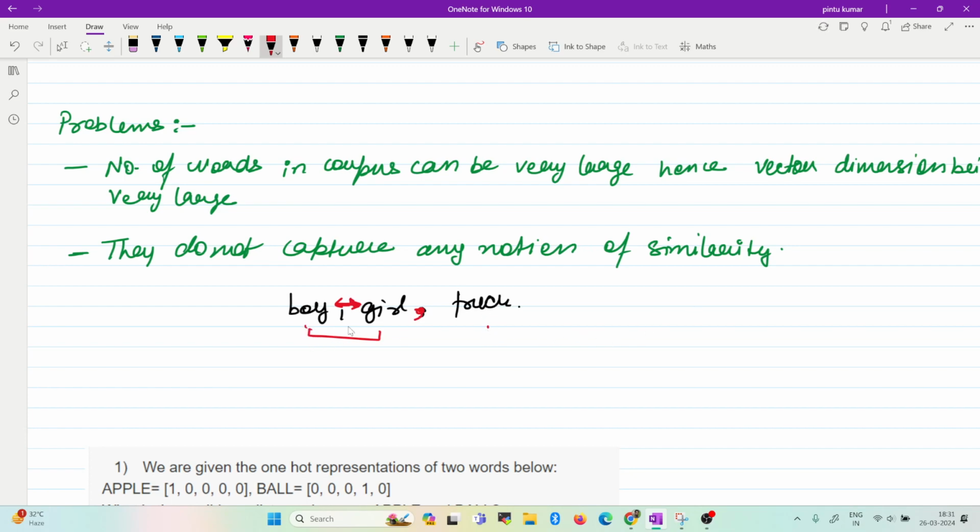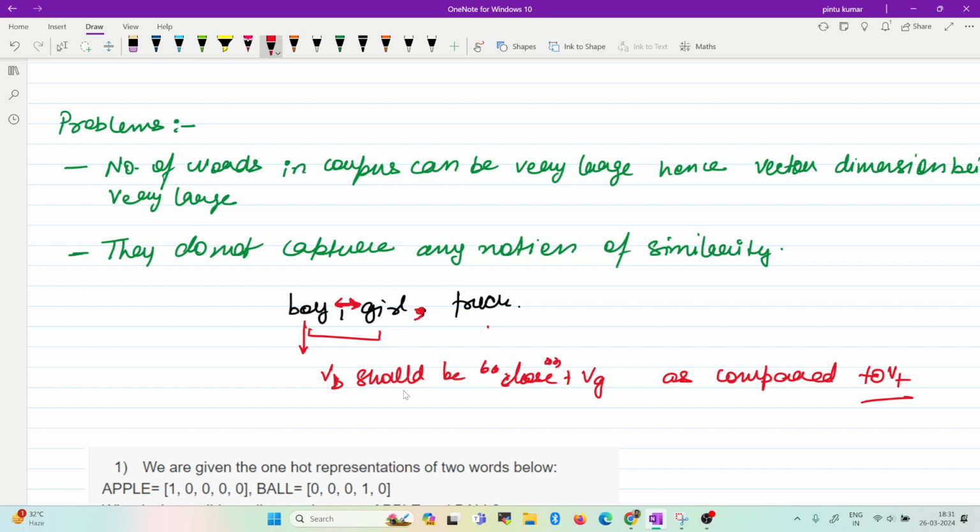So what we want is, the vector that we are finding for boy, let's say this is VB, my VB should be close to VG, as compared to the vector for truck. This is what I want: if my 2 words are related in the sense of English grammar or the English dictionary, then their vectors should also be close to each other.